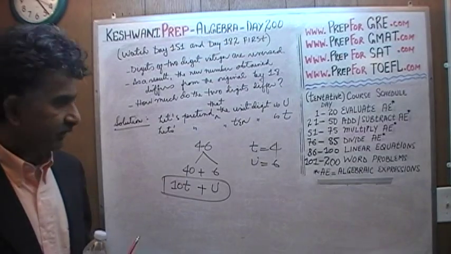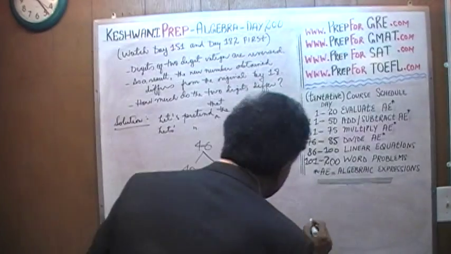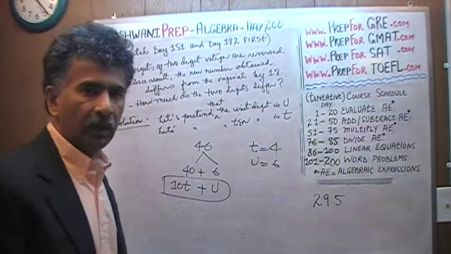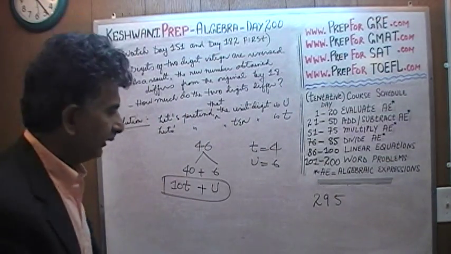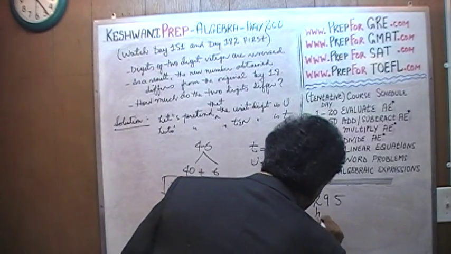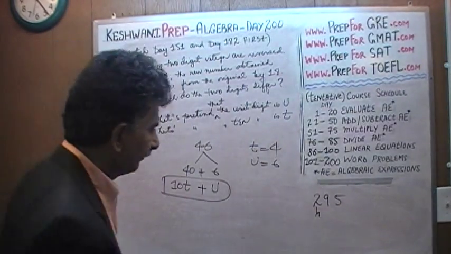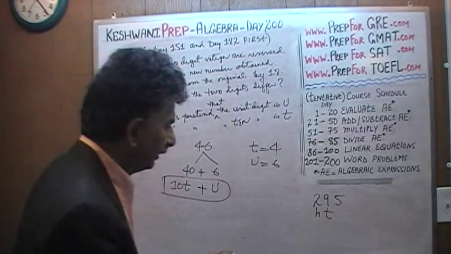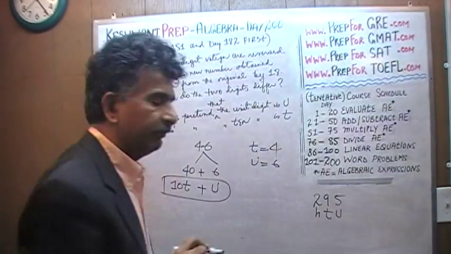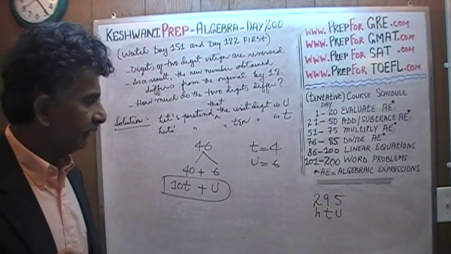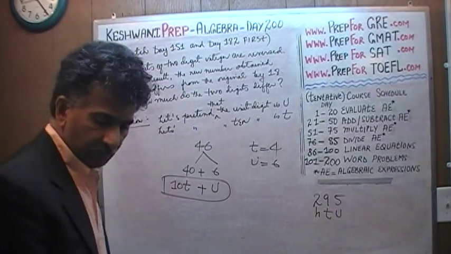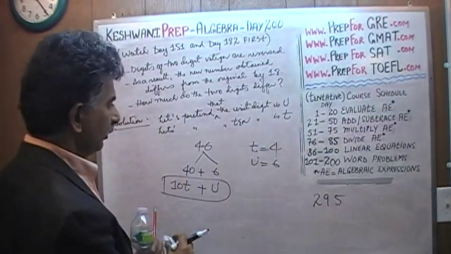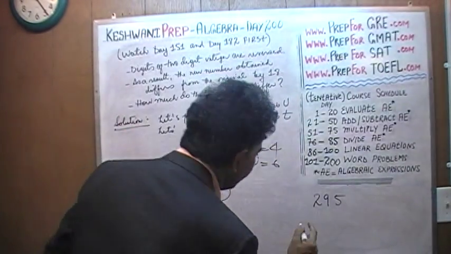Had it been a 3-digit number, let me quickly show you the 3-digit number. Let's say, for example, 295. How would we express 295 if h equals 2, h for the 100 digits, t equals 9, for the 10 digit, and u equals 5, for the unit digit? How would we express 295? Well, 295 is exactly what it says.